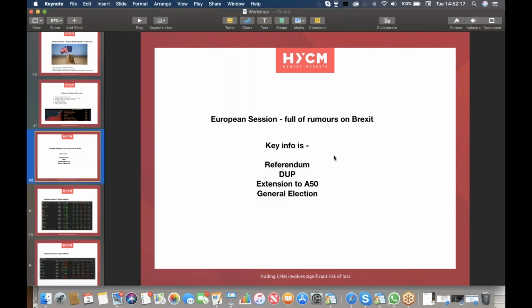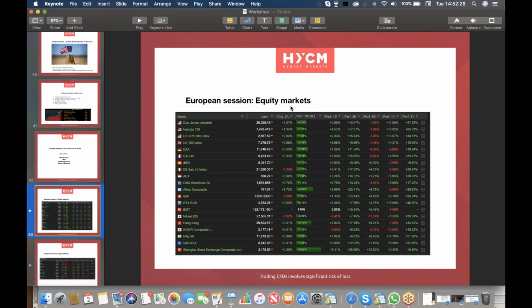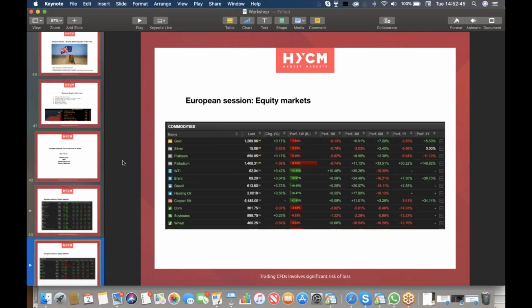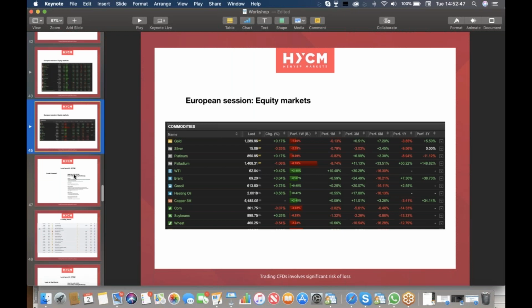The European session was full of rumours on Brexit. Expect those rumours to carry on, though I have to say, the pound is still being bid and supported. The hope is a deal will be done. A quick look at the equity markets: European equity markets are really rallying strongly, up 2%. The DAX, the UK up 2%, the IBEX up 1.73%, and Italy's FTSE doing fantastic. Good results across the European bourses.